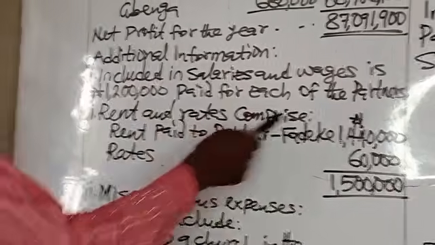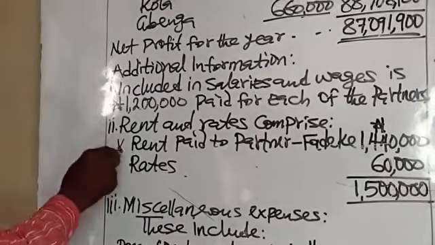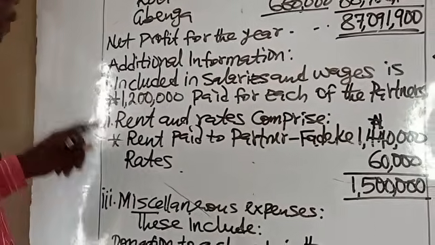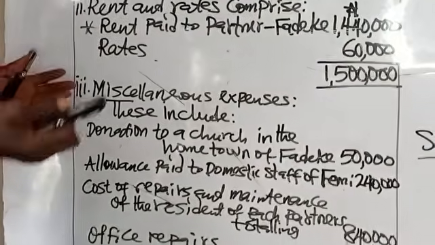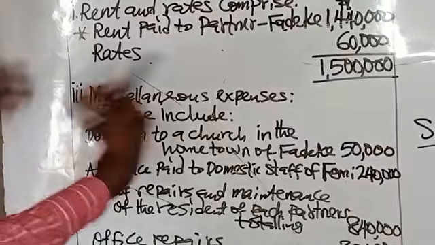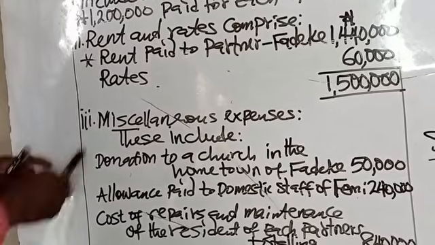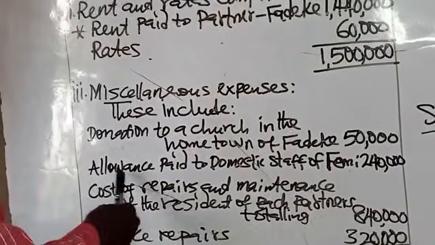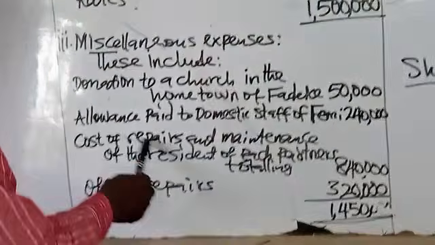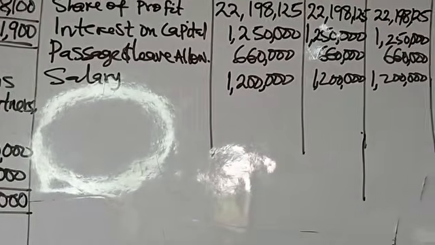Note 2. Rent and rates comprises rent paid to partners. Fadike, rent is an unearned income. If you have watched my earlier presentation on personal income tax, we have made mention of rent, interest, dividends, all those ones. They are unearned income. So we are going to consider that as part of our unearned income. Miscellaneous expenses, this includes donation, we don't need that. Allowance paid to domestic staff, we don't need it. Cost of repairs and maintenance, we don't need it. Office repairs, we don't need that. So, cut here.